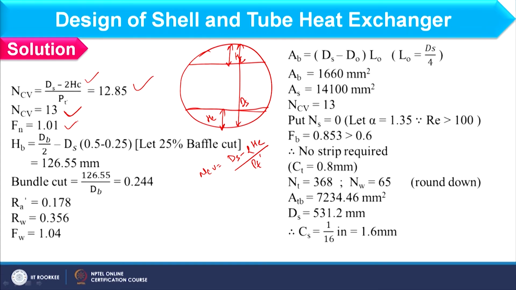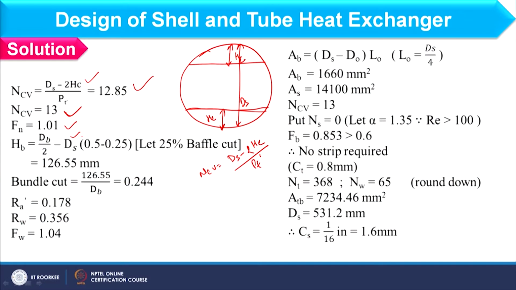So, now we have to find out the window correction factor, and for that I should know Rw, and for that I should know Ra dash. I hope you remember all graphs and steps. Now, if I need to know Ra dash, I have to find out the bundle cut. Okay, and bundle cut will be nothing but Hb by dB. So, here you have to find out the Hb value again. So, Hb should be equal to dB by 2 minus ds bracket 0.5 minus 0.25, because I am considering 25% baffle cut. So, you can find out the Hb value, and then the bundle cut you can find as 0.244, right.